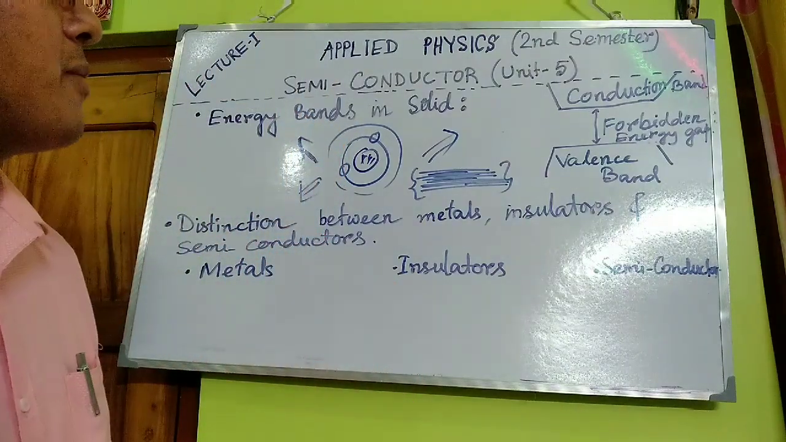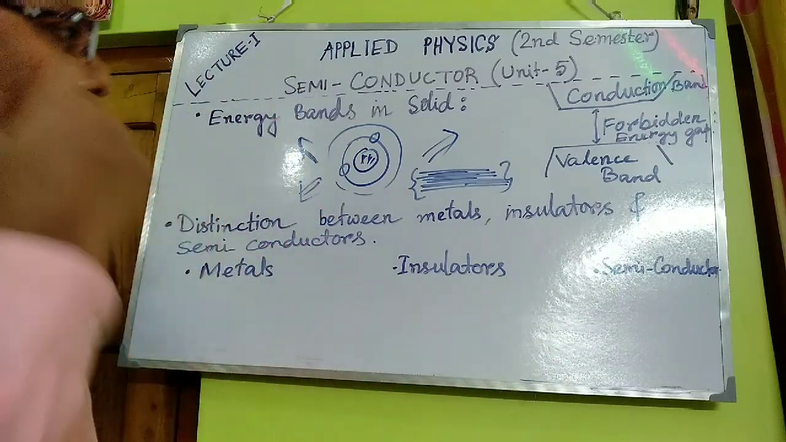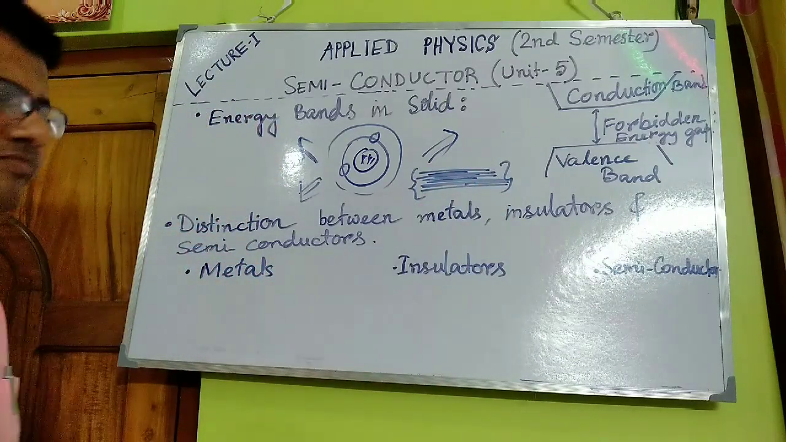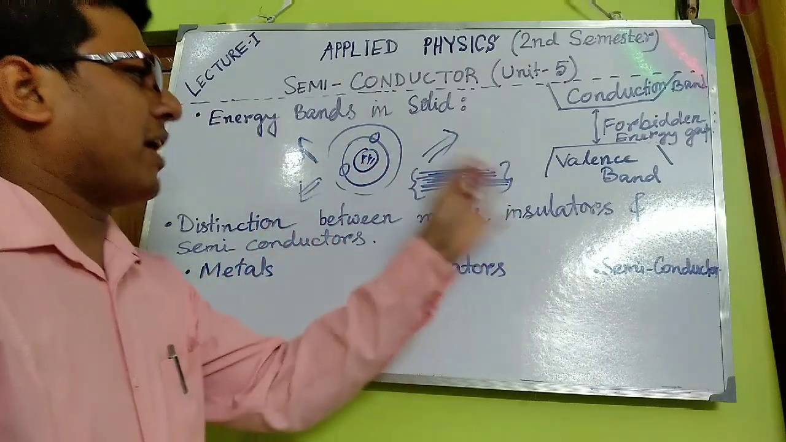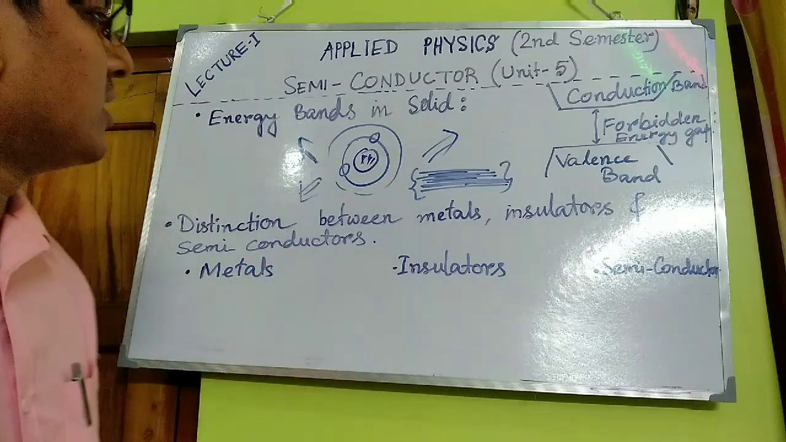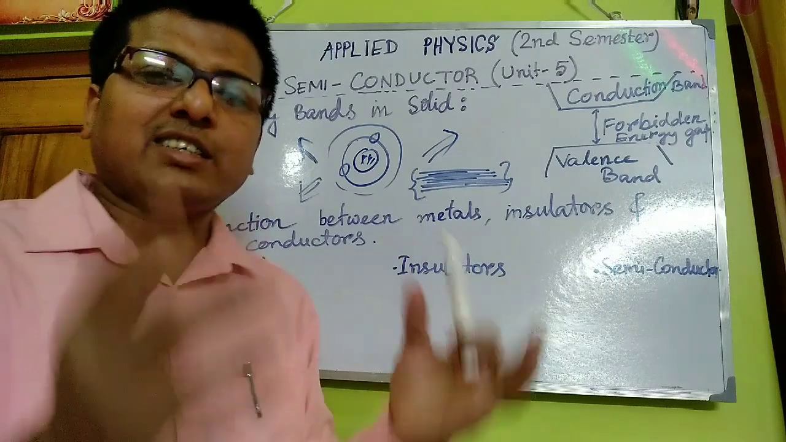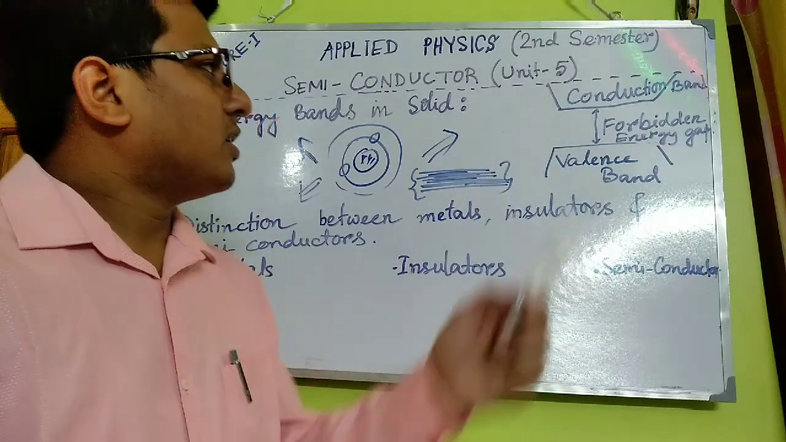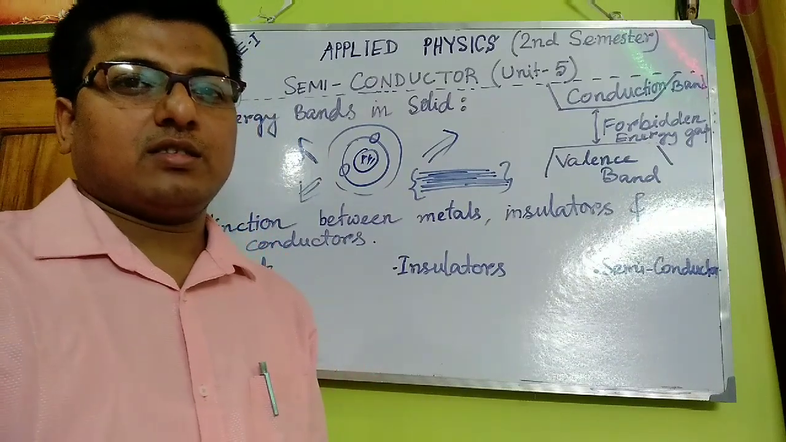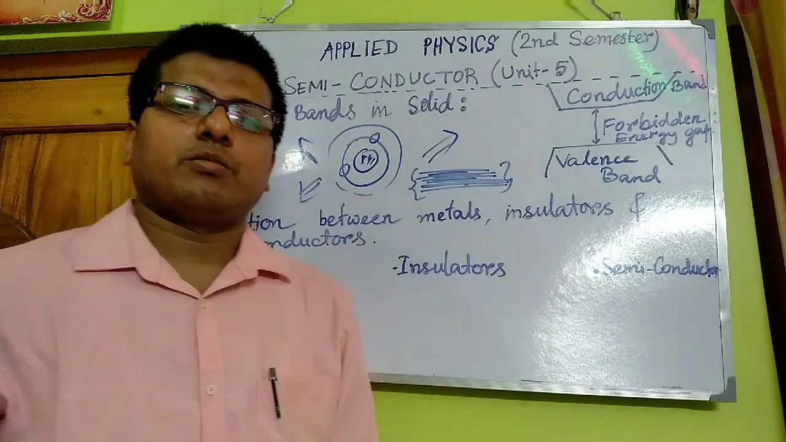Mainly we are studying two very important bands to understand metal, insulator and semiconductor. First is the valence band and second is the conduction band. What is the valence band? You all know the valence electrons, the electrons in the outermost orbit. These valence electrons, with their energy levels, produce the valence band. And what is the conduction band? Electrons that are free and prepared to conduct electricity, and with some energy can move from one atom to another atom. These electrons' energy levels form the conduction band.